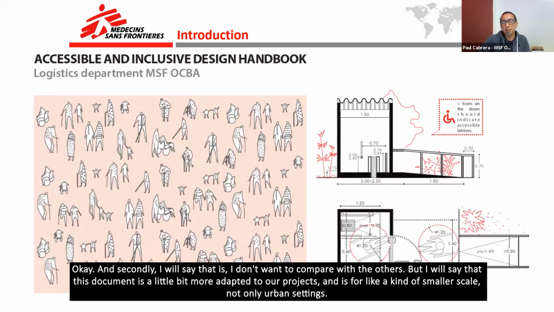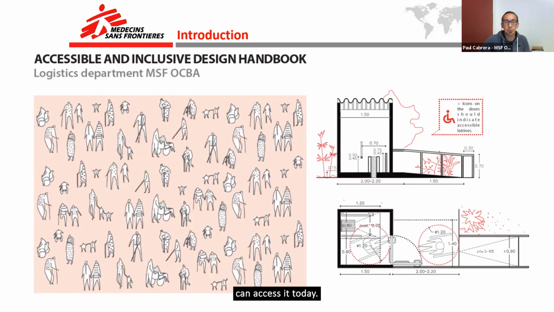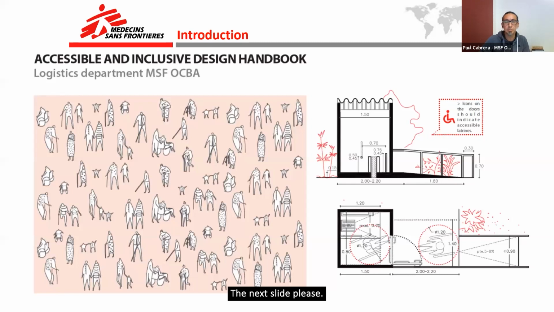It is for a kind of small scale, not only urban settings. It's only a 10-page document, so really easy to navigate and user-friendly, and we wanted to be sure that everyone will read it and have access to it. Like the basics in construction that we have in OCBA, I would say that this document will be the basics for accessibility and inclusion. The next slide, please.